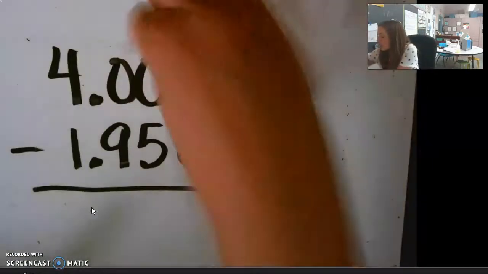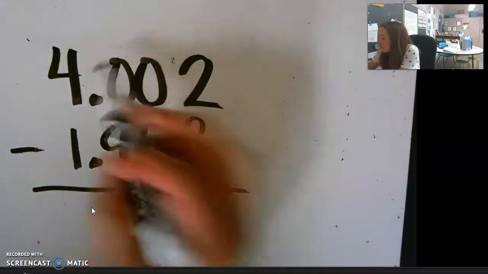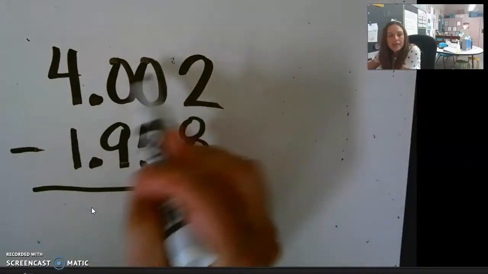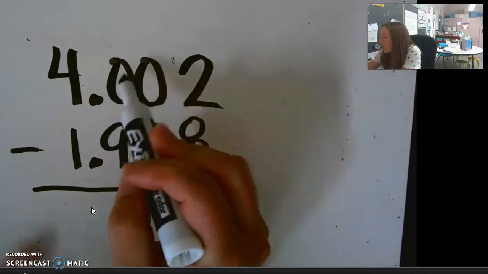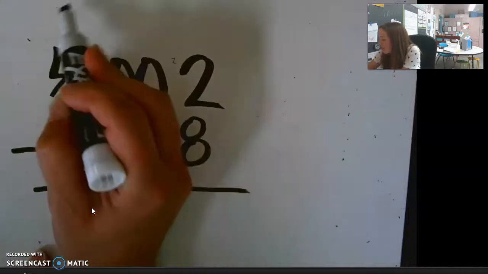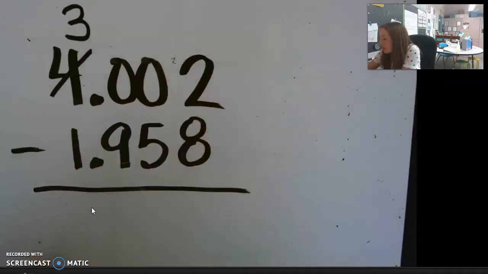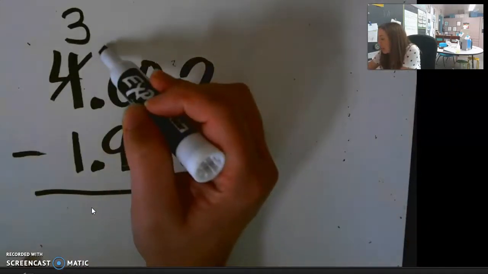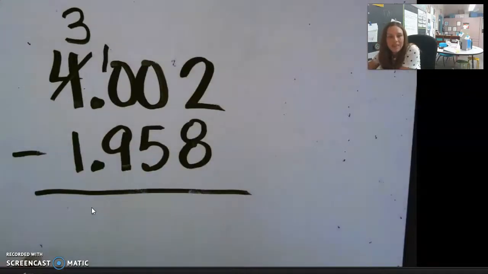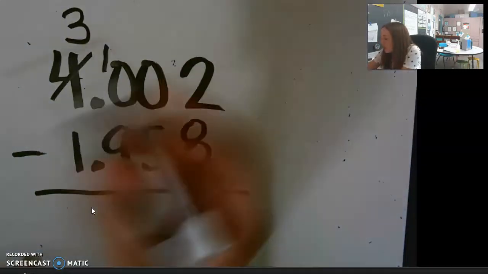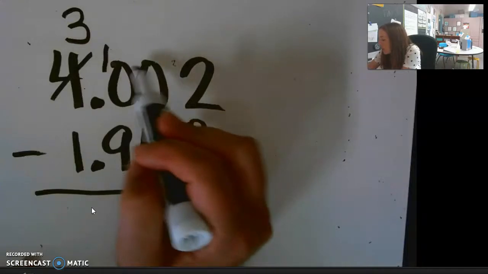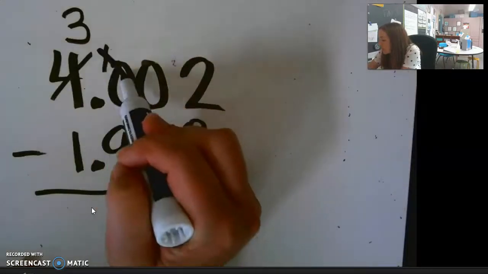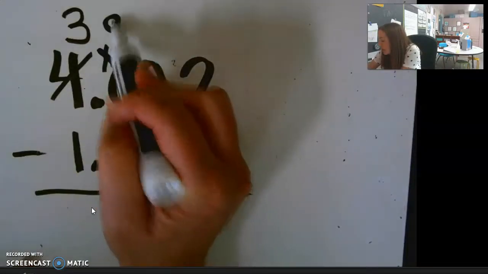So we can't take from this 0. We have to go all the way to the 4. I take 1 whole and it becomes 3. I take that 1 whole and I give it to the tenths. It becomes 10 tenths. So now we can take from the 10 tenths. It becomes 9 tenths.